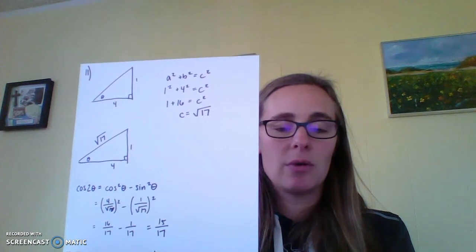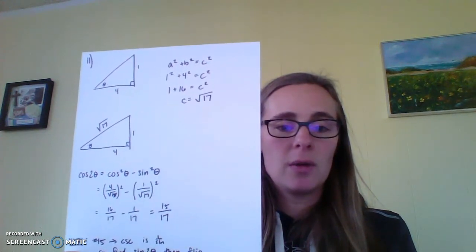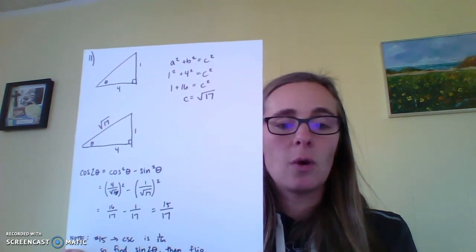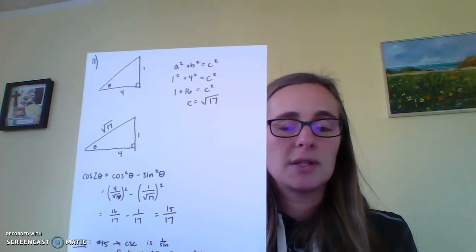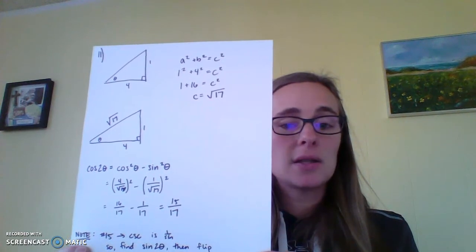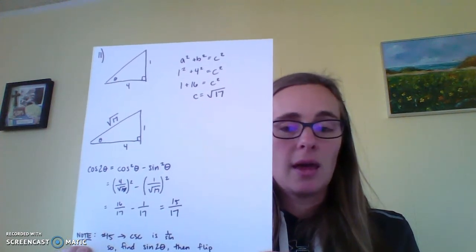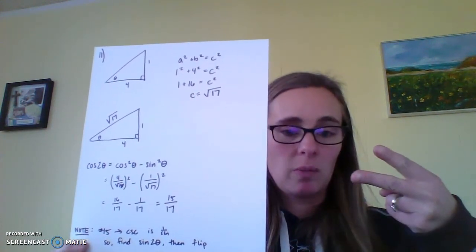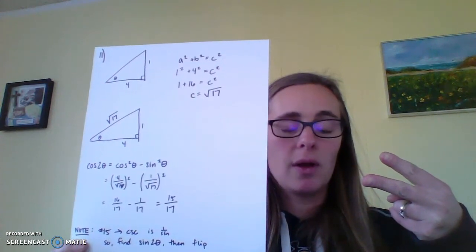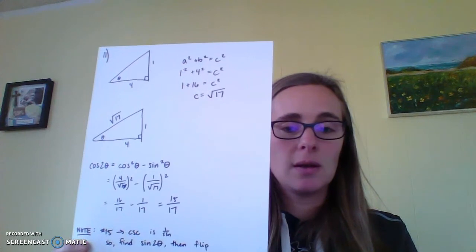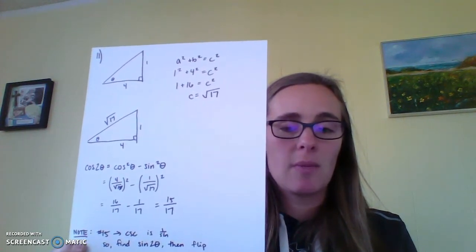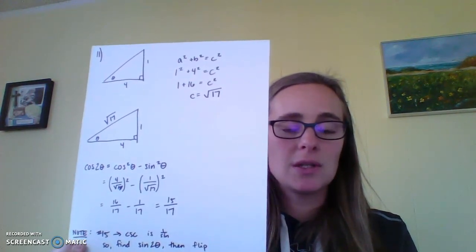Here is a tip now for number 15. Notice it's asking you for the cosecant of 2 theta. So remember that cosecant is 1 over sine. So you can find sine of 2 theta and then take your answer and just flip it, because cosecant is the reciprocal of sine. So there's a tip for number 15, and then you can pause it and come back if you need a tip now for number 17.